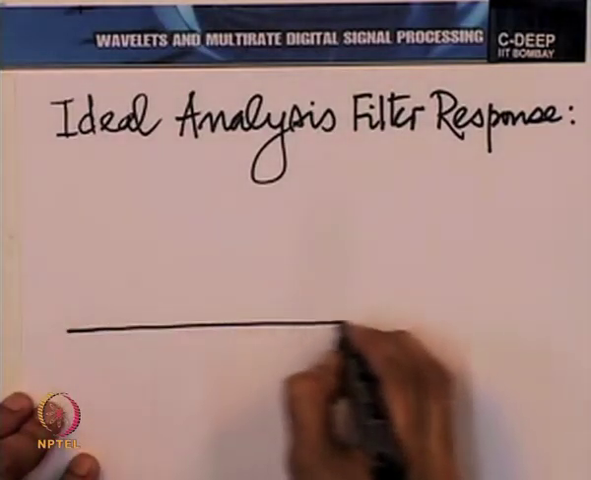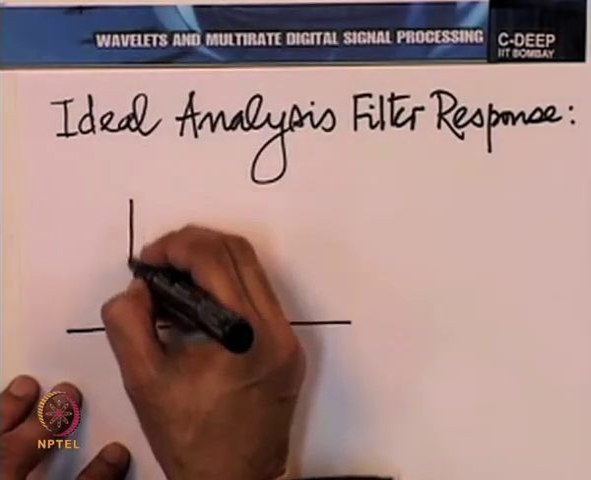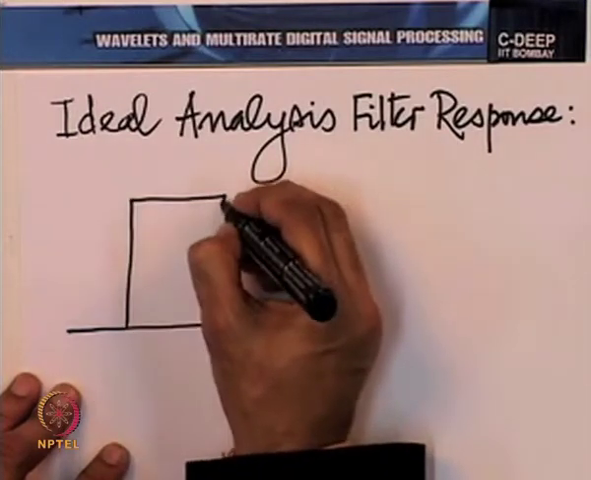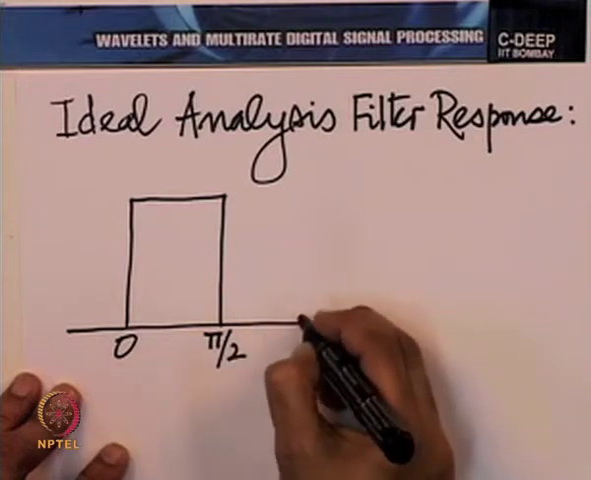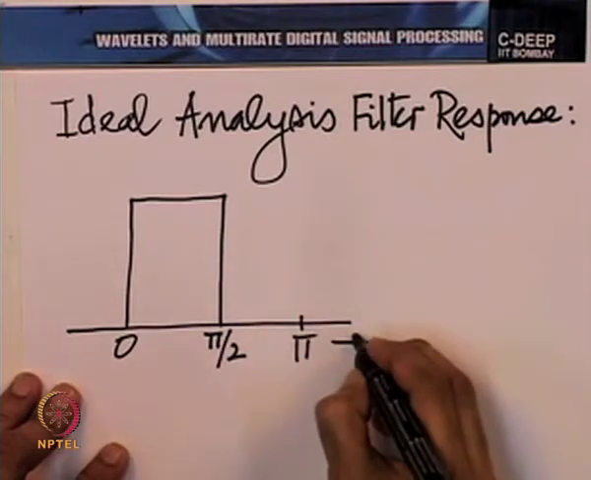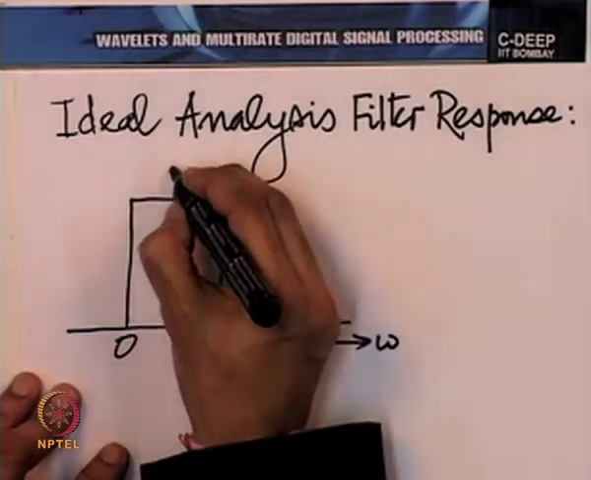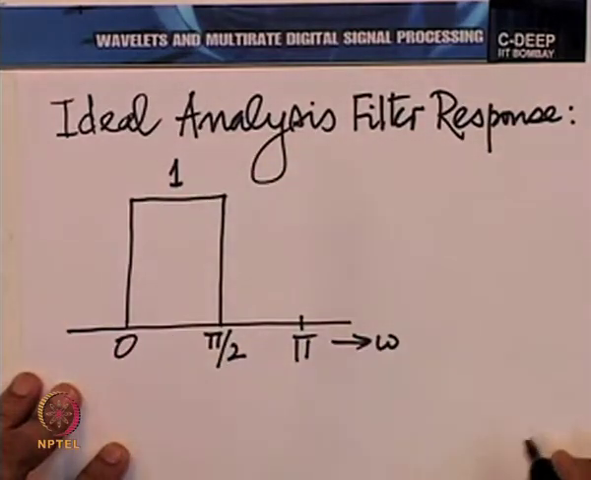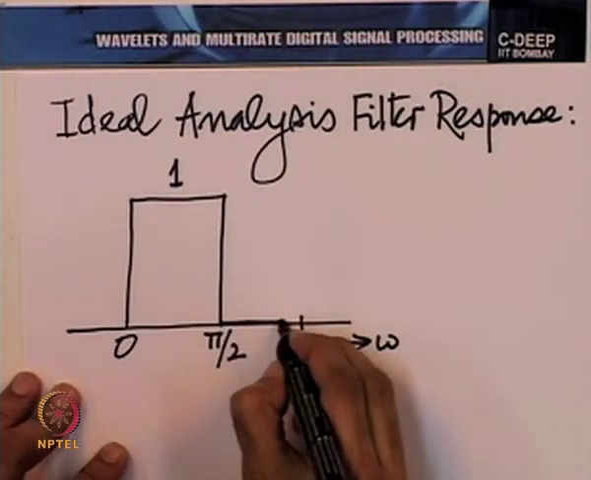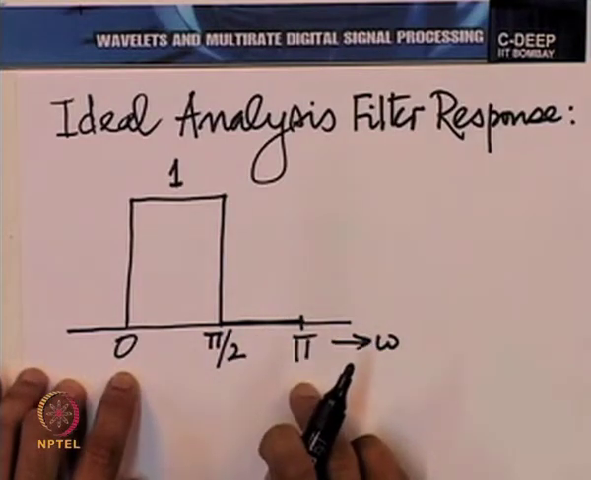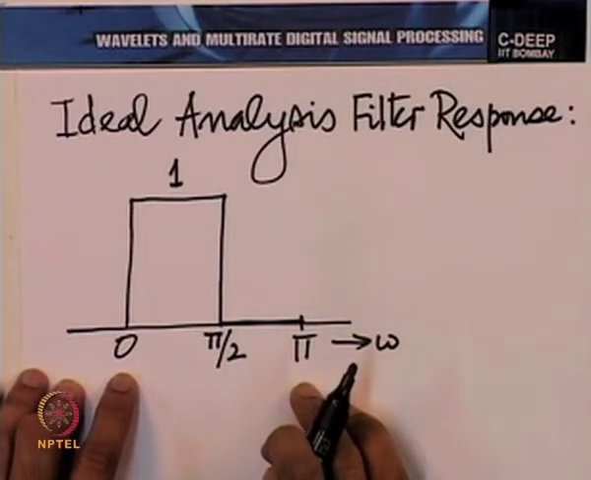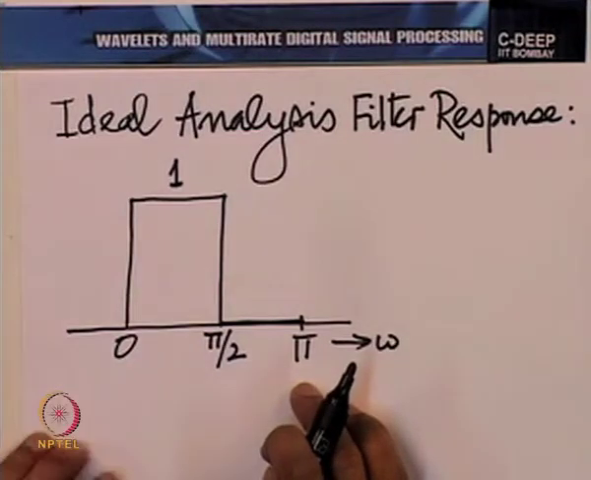So, the low pass filter should have a response that looks like this between 0 and pi. It must be 1 between 0 and pi by 2 and 0 between pi by 2 and pi, and this entire pattern must be mirrored between minus pi and 0, and of course, then repeated the whole pattern between minus pi and pi, then repeated at every multiple of 2 pi.